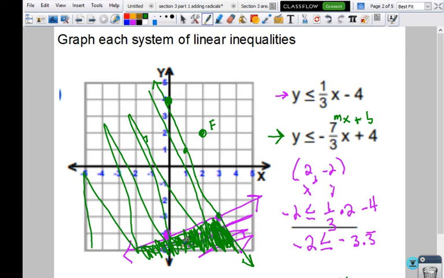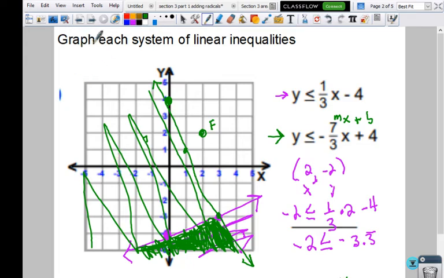Just like that. So what we're doing today really isn't any different than what you've done. We just have 2 of the hard lines to graph, but not 2 of the easy ones, and not an easy line in there. That's the only difference.